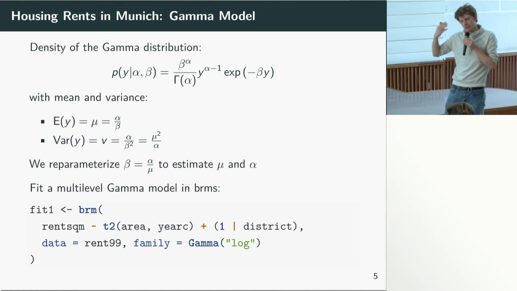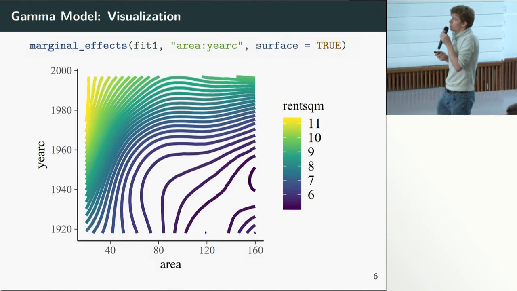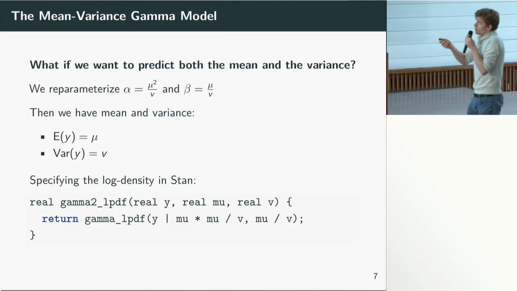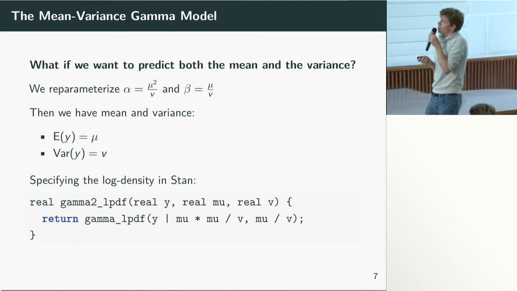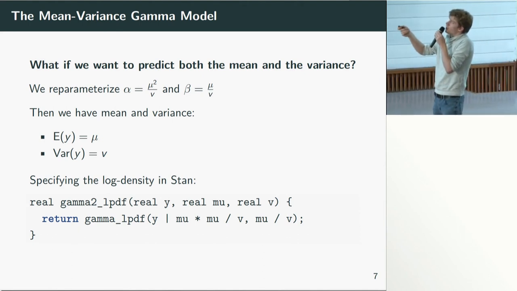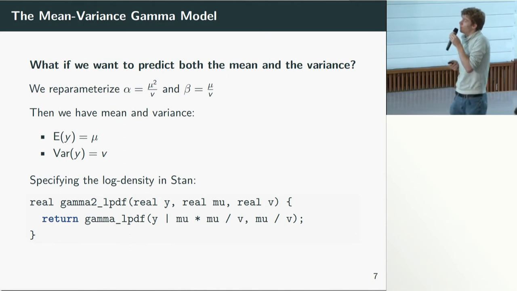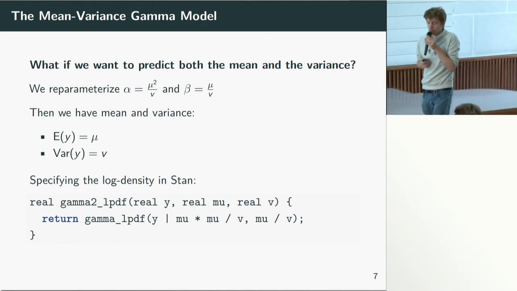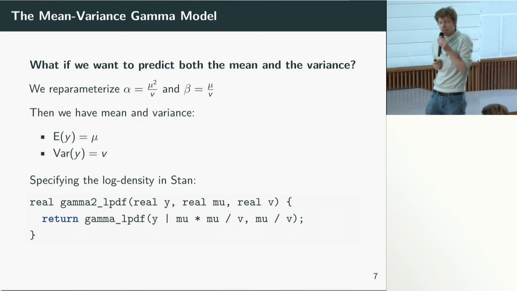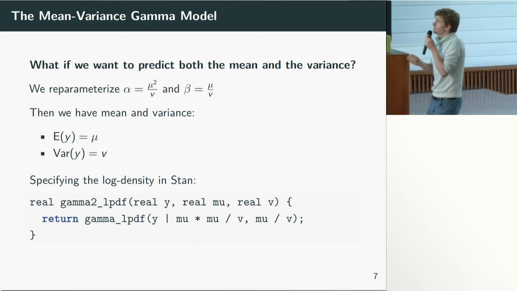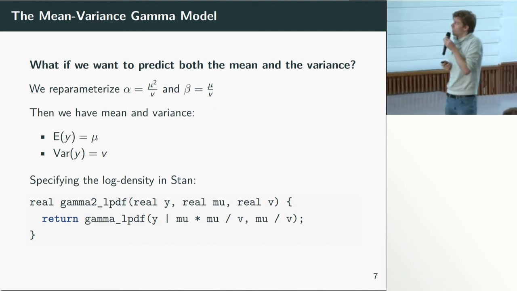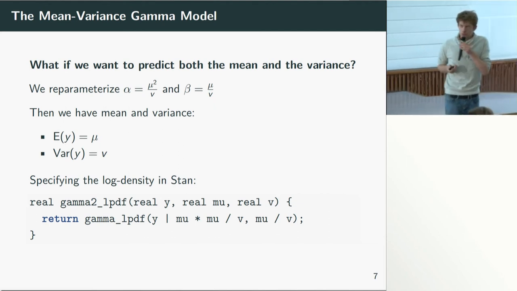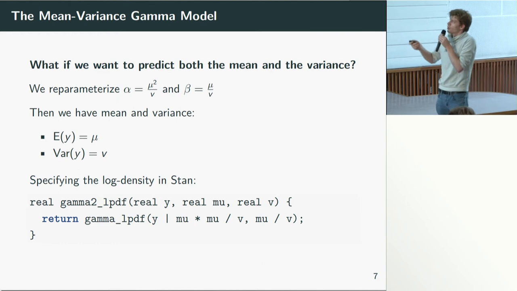In order to predict mean and variance separately, we want to be able to predict mu and V directly. We can achieve that using a reparameterization. So alpha is set to mu squared divided by v, and beta is equal to mu divided by v. I hope that's correct. At least it tends to work out. Perhaps I'm wrong, but still, the case study is useful in that case, I hope.